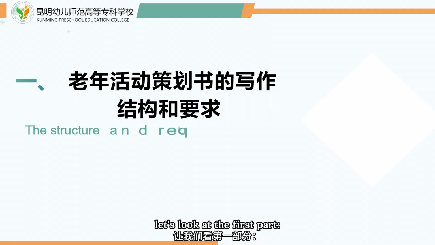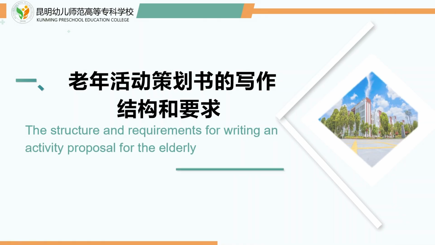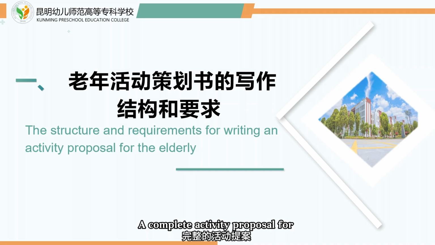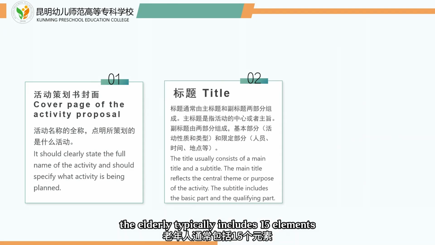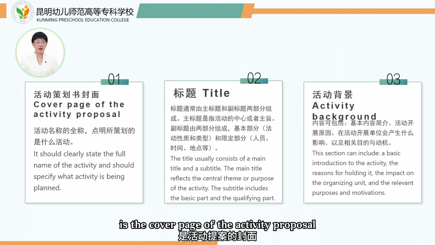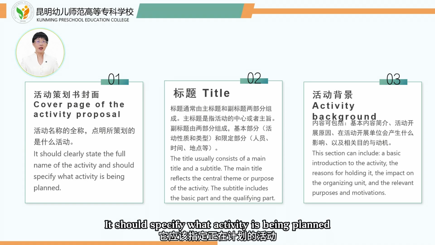First, let's look at the first part, the structure and requirements of a proposal. A complete activity proposal for the elderly typically includes 15 elements. First is the cover page of the activity proposal. It should clearly state the full name of the activity. It should specify what activity is being planned.